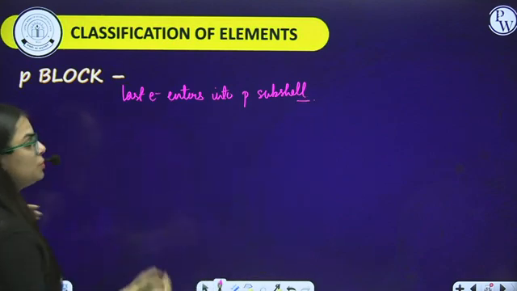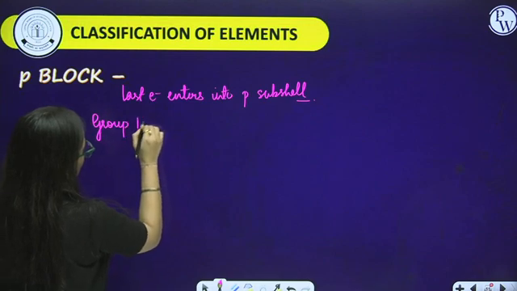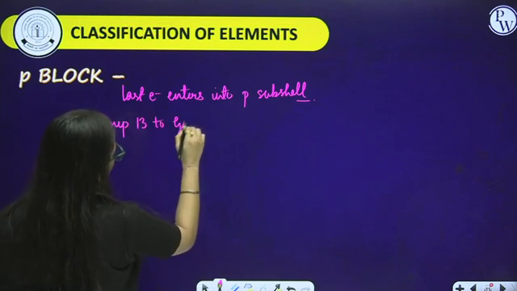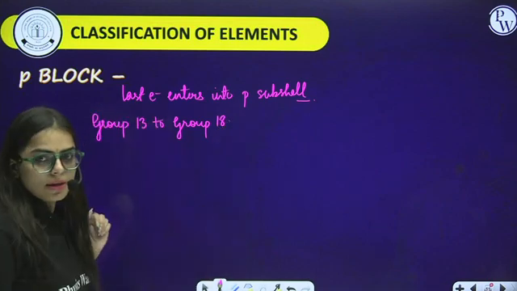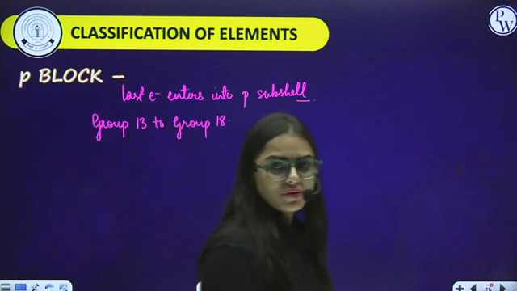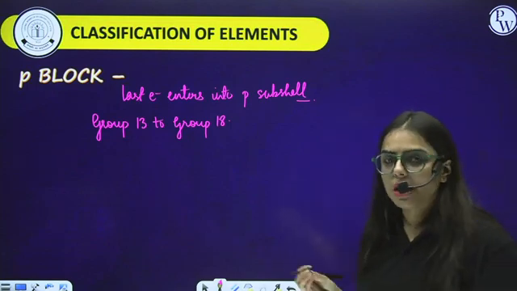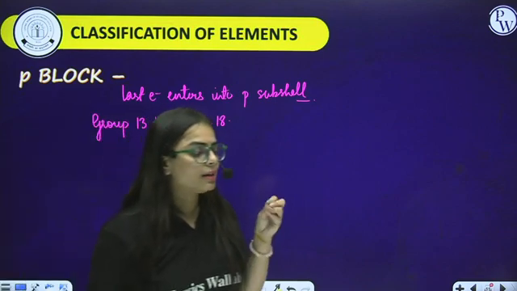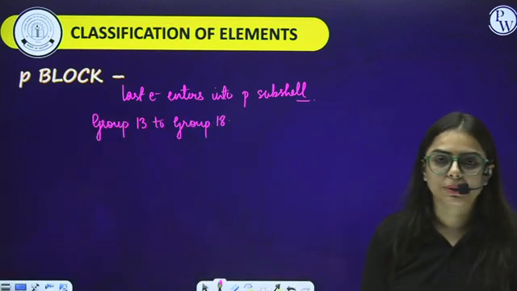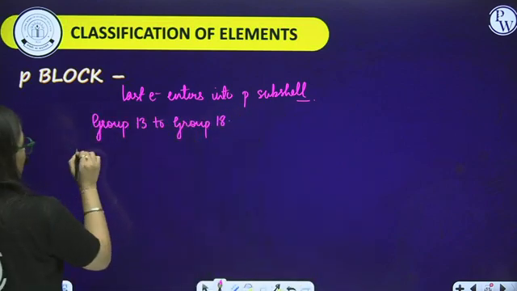Let us talk about the P block elements. They lie from group number 13 to group number 18. Group number 13 is the boron family, then the carbon family, group number 14, then the nitrogen family, group number 15, then group number 16, the oxygen family, then group number 17, the halogen family, and group number 18, the inert gases.